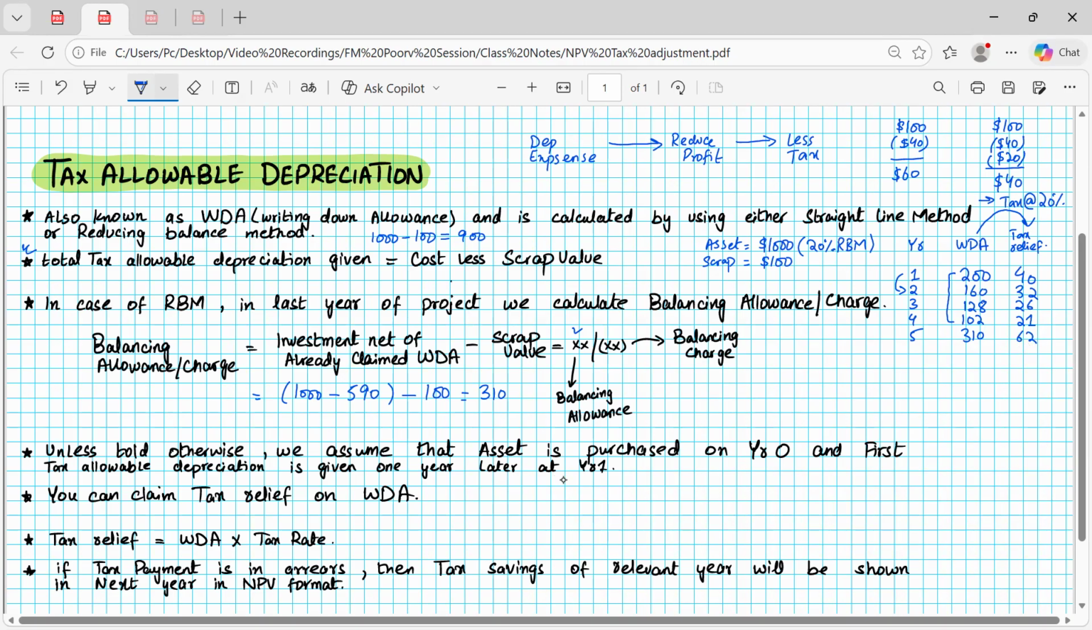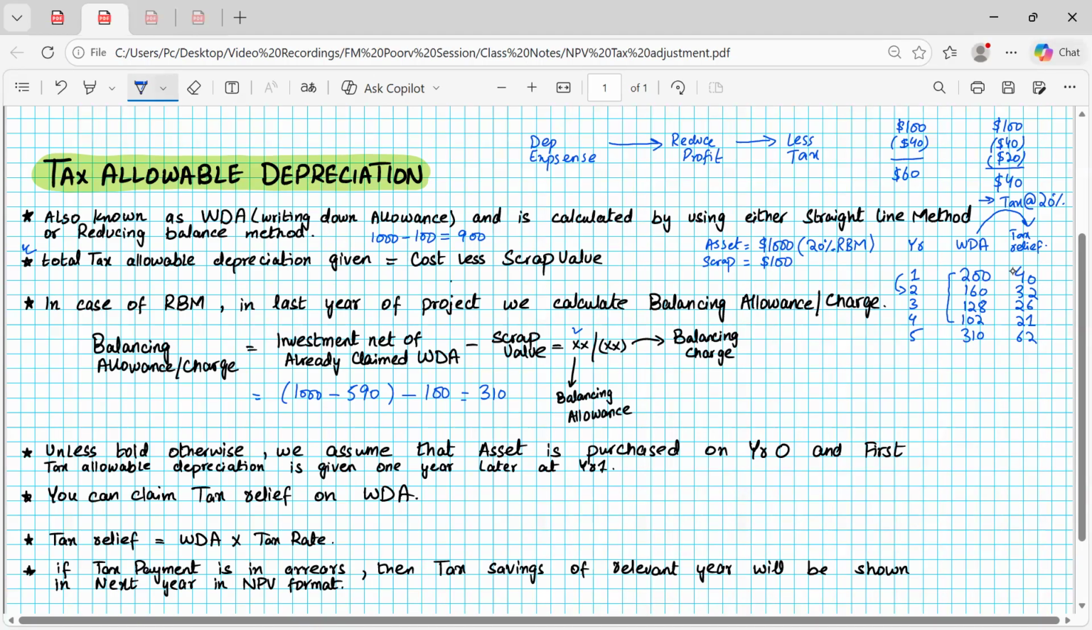So that is the balancing allowance. Now look at the concept. You purchase an asset for 1000, and on the 590, you have already claimed the allowance. You got the relief, you got the saving. You can't get relief on scrap value. Why? Because the logic is very simple.